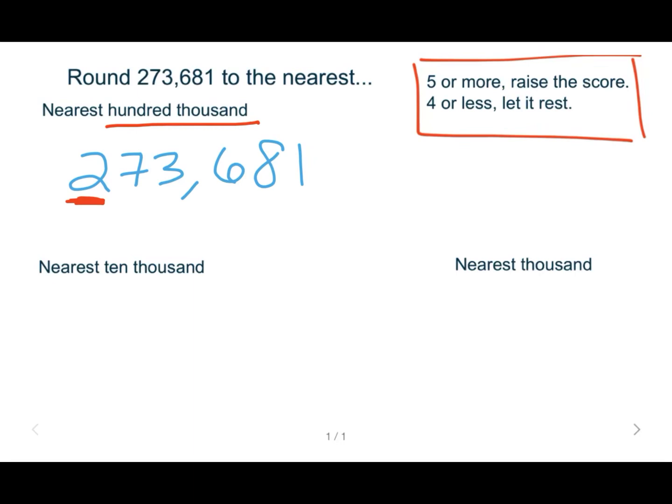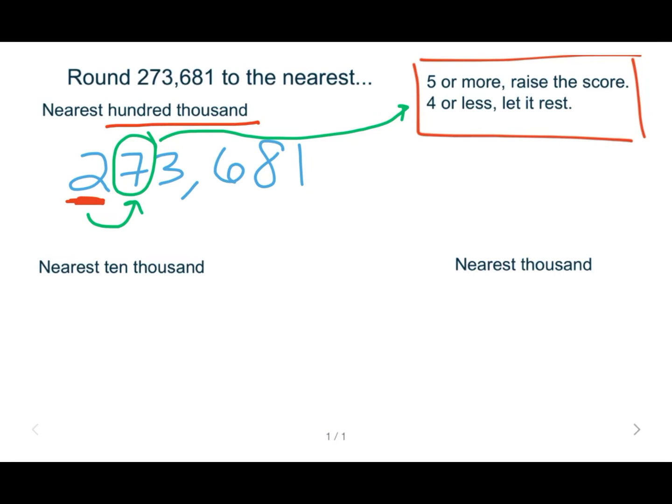Next, I'm going to look next door, which means I'm going to look one place value spot to the right and circle it. This number will tell us: if the circled number is 5 or more, we're going to raise the score. That means our 2 would change to a 3. If our circled number is 4 or less, we're going to leave the underlined number alone. We won't change it, let it rest.